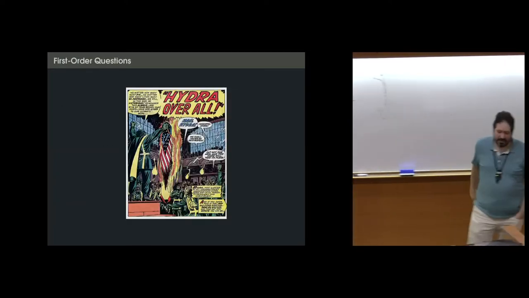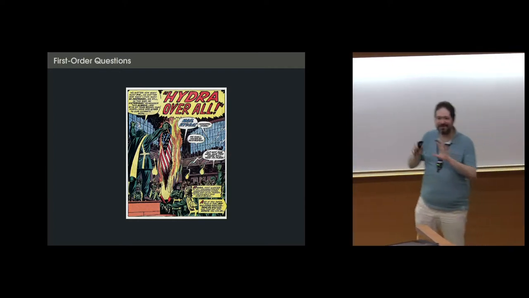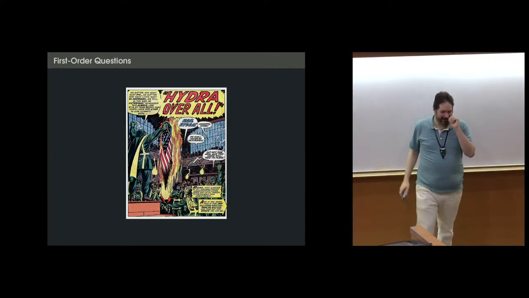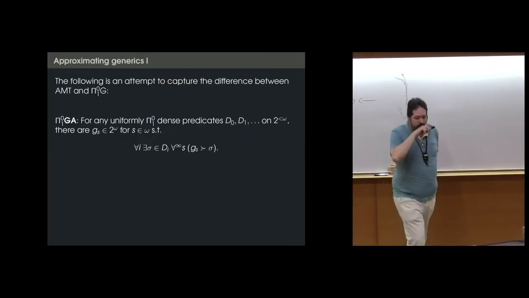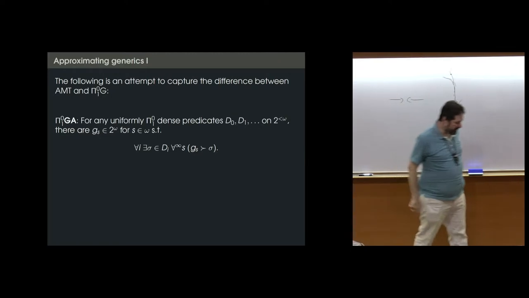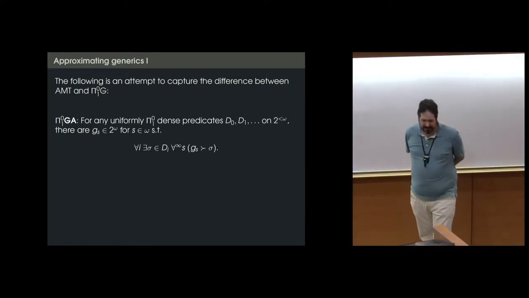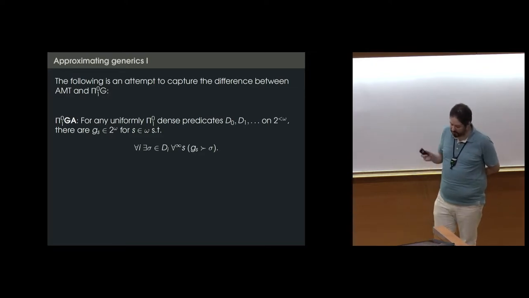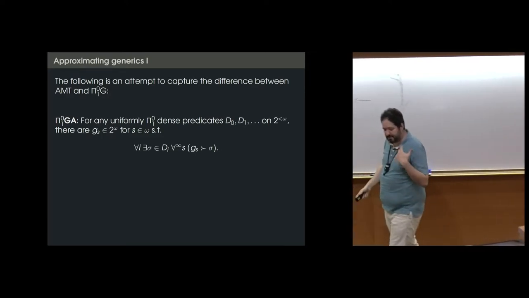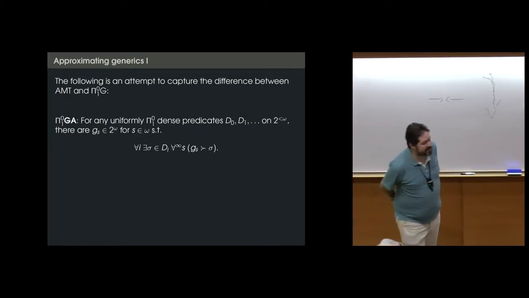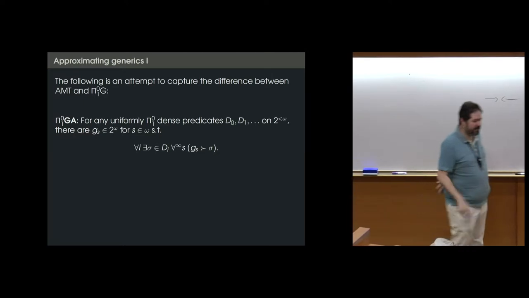Okay, so let me get to these puzzles, these questions, these things that show that the Hydra can be slippery. In a more recent paper with Richard and Karen Lange, we were interested in somehow understanding the difference between AMT and Π⁰₁G a little bit better, for reasons that will become clear later.